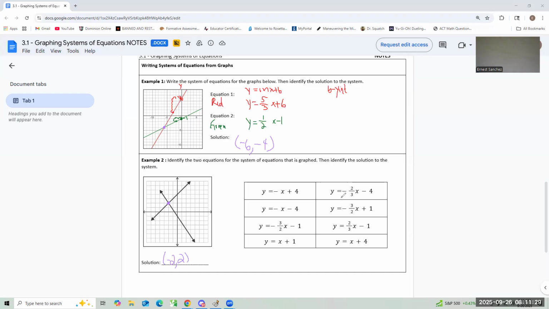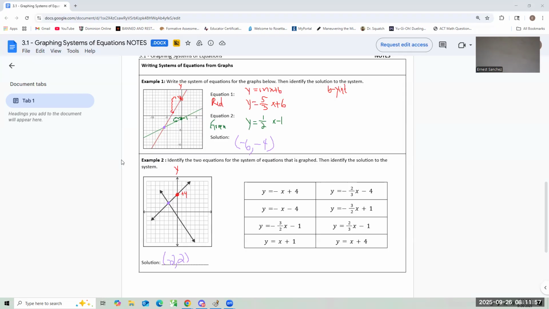Now it's saying which two equations represent the lines. And there's a whole bunch of equations. Only two of them work. You could guess and check on the calculator, but there's a really easy way to get rid of half of these answers. Just look at the y-intercepts. What point is this on? This is on 1, 2, 3. This is on a +4.